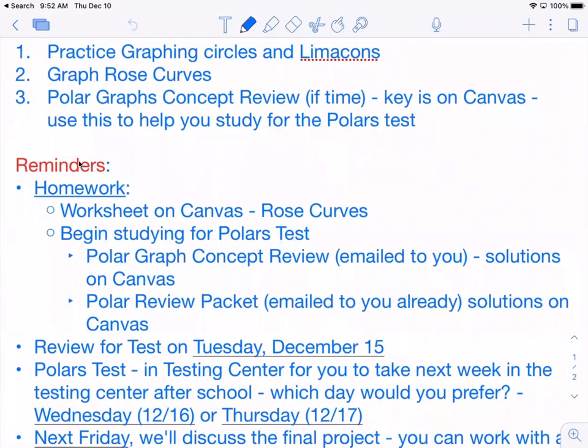And if we have time, we're going to go over this polar graph concepts review. If not, that's something that you can look at on your own, and the solutions are on Canvas.